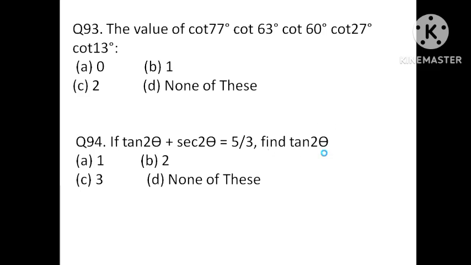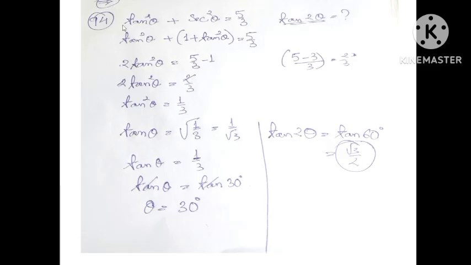Let us solve it. So write the equation first. This is given in the question: tan square theta plus sec square theta equals 5 by 3. We have to find the value of tan theta. Then tan square theta plus 1 plus tan square theta. There is a formula here again. Sec square theta equals 1 plus tan square theta. You can find the formula on the internet, or in the textbook of class 9 or class 10 mathematics. There is a formula written there. So sec square equals what? 1 plus tan square theta.